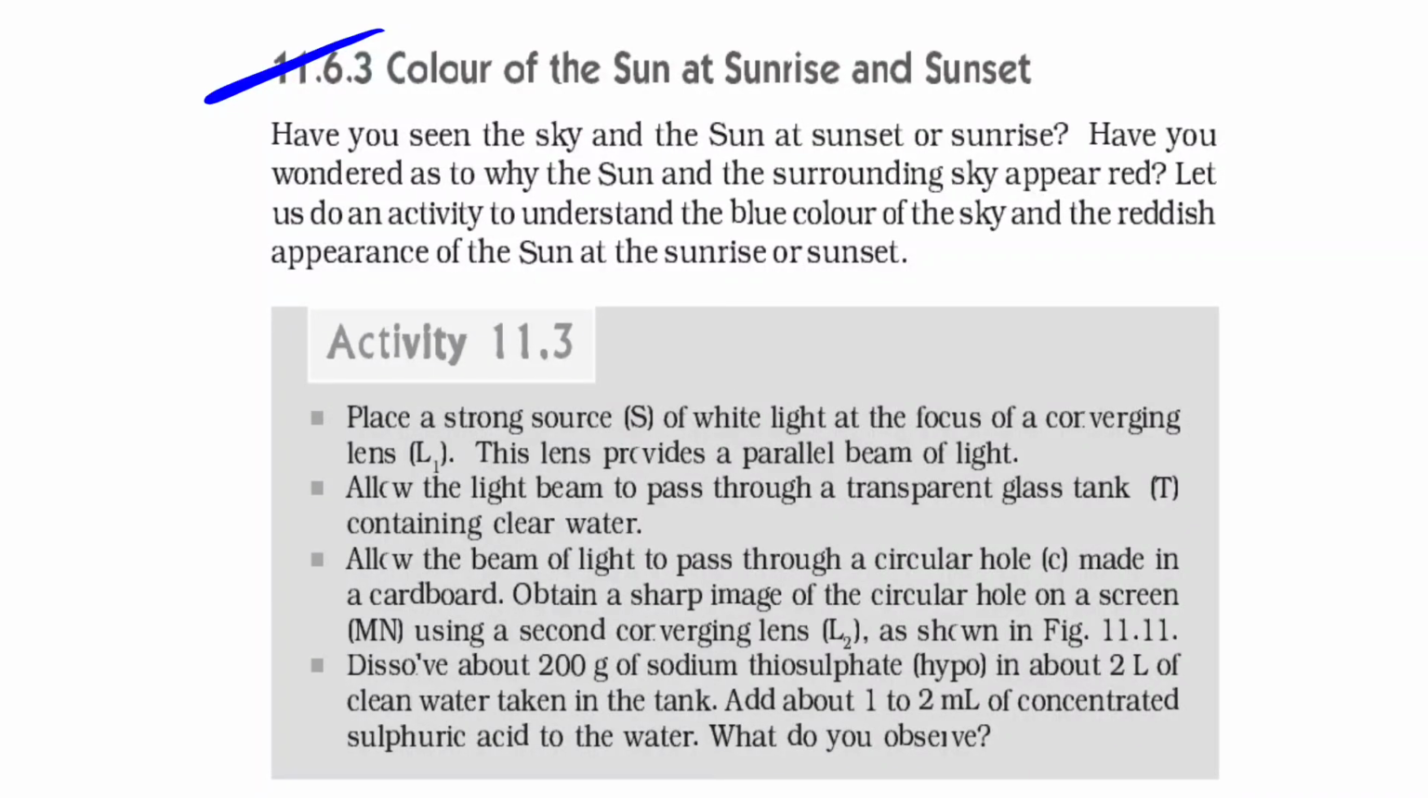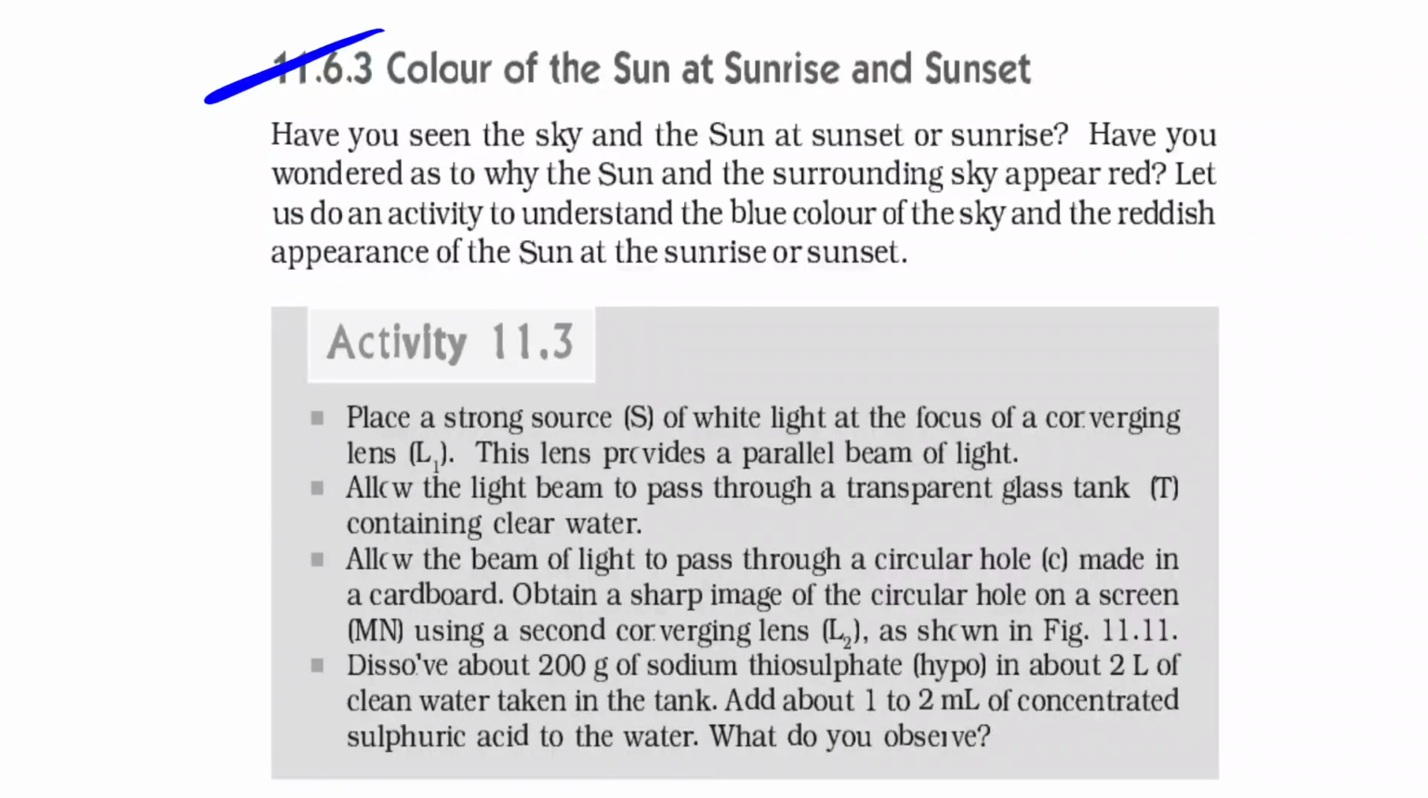Place a strong source, that is S, of white light at the focus of a converging lens, that is L1. This lens provides a parallel beam of light. Allow the light beam to pass through a transparent glass tank, that is T, containing clear water. Allow the beam of light to pass through a circular hole, that is C, made in the cardboard. Obtain a sharp image of the circular hole on a screen, that is MN, using a second converging lens, that is L2, as shown in figure 11.11.